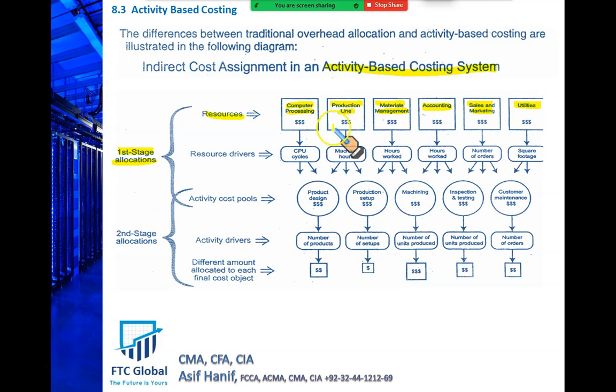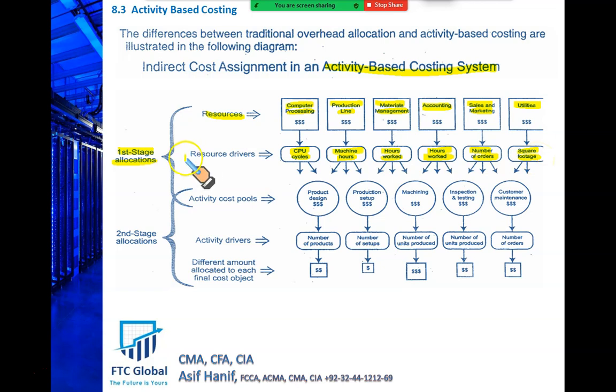Then for every resource, there will be a resource driver. I hope you remember from your earlier studies, the cost driver. So here we have a resource driver that drives the consumption of the resource, like CPU cycles, the CPU usage, in other words. The production line resource is consumed by machine hours. Materials management is consumed by hours worked. Accounting work, again, is based upon the hours worked. Sales and marketing, number of orders. Utilities, electricity, gas, water, are based upon square footage.